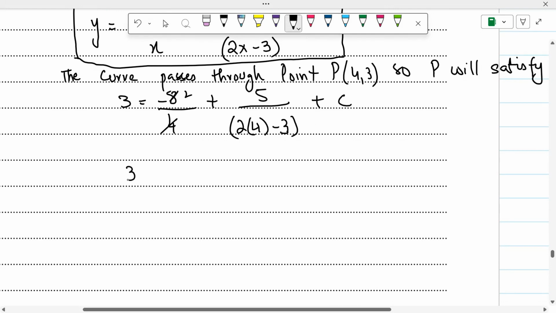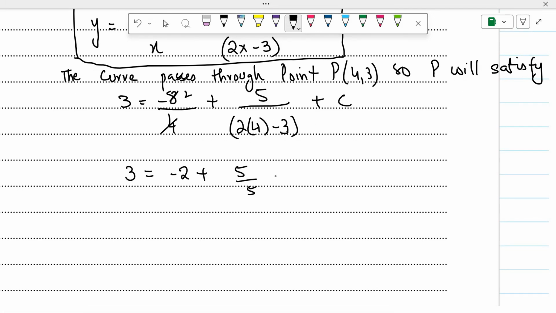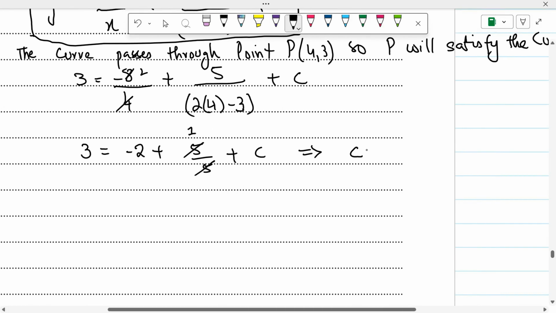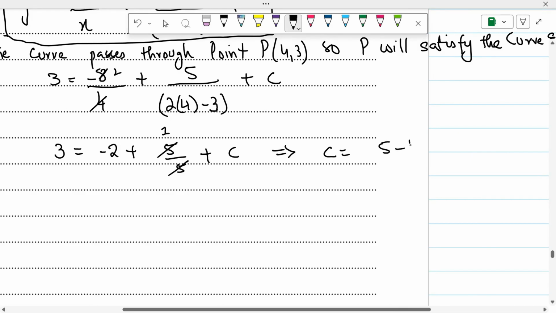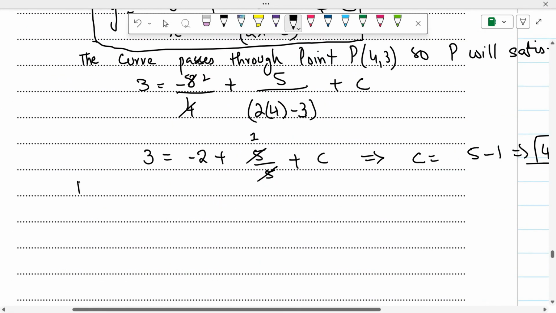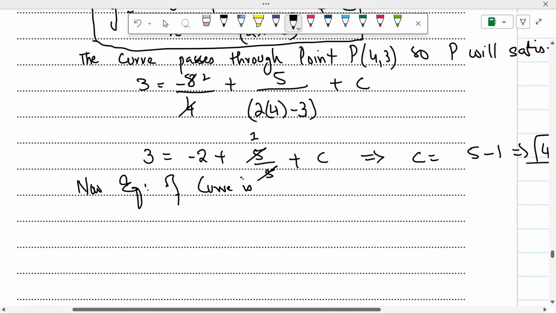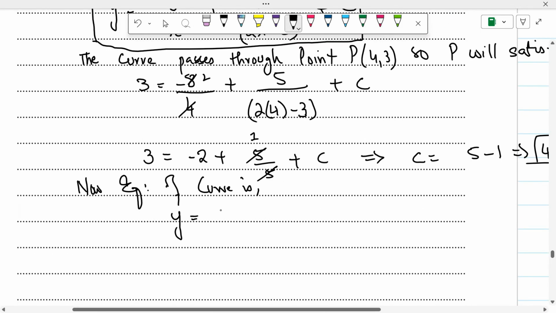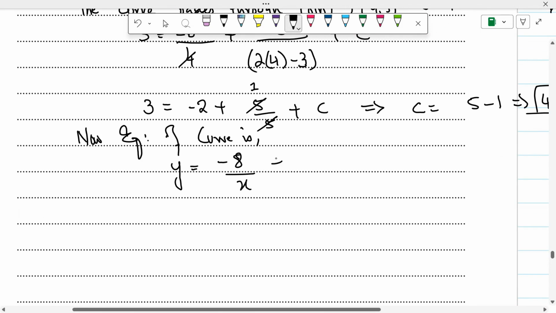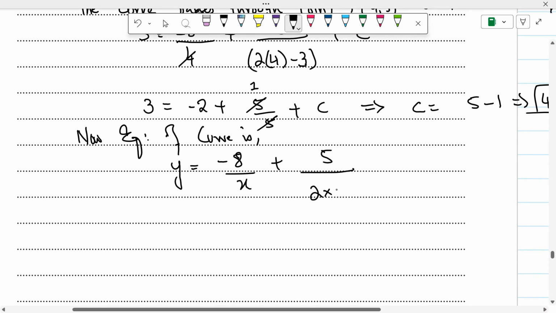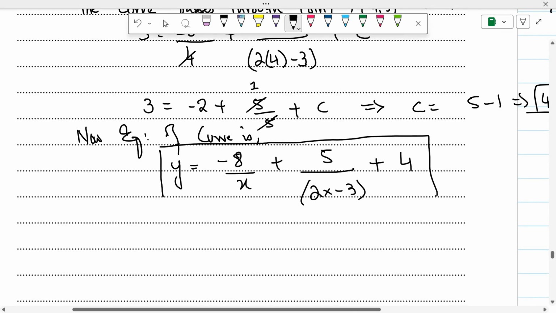So 3 is equal to negative 2 plus 5 over 5, which means 1, plus c. So this one is 1. Further solving, we will have c equal to 5 minus 1, which is equal to 4. So we have the constant c. Now the equation of the curve is y equals negative 8 over x plus 5 over (2x minus 3) plus 4. This is the equation of the curve.